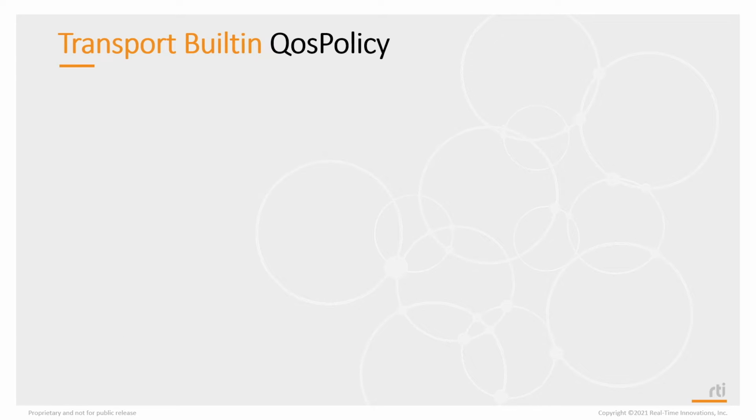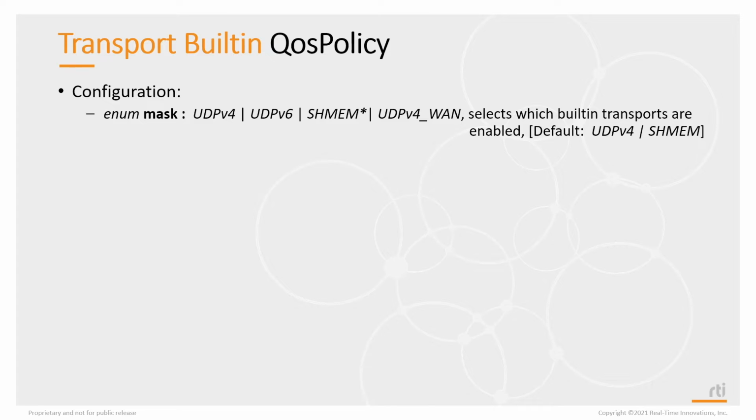So the transport built-in QoS policy is what you use to tell DDS which of the built-in transports you want to use, and it's configured by the mask parameter. By default, UDP over IPv4 as well as shared memory are enabled, but you could also use this mask to enable UDPv6 as well as the optional UDPv4 WAN plugin transport.